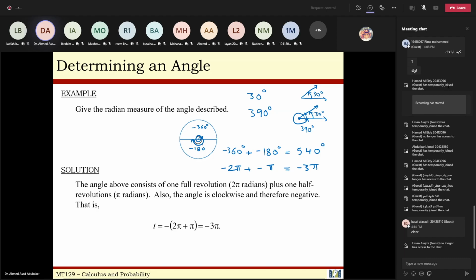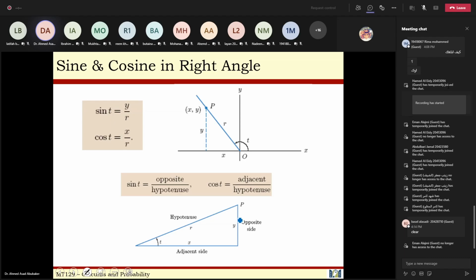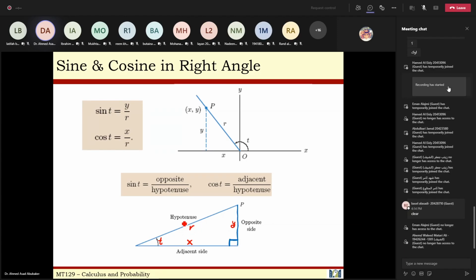Now we have the trigonometric functions sine and cosine. This is from a right triangle, with angle T, and we have X adjacent to T, the adjacent side, and Y, this is opposite of T, the side opposite the angle T, and R, this is the hypotenuse. The hypotenuse is always opposite the right angle in a right triangle.